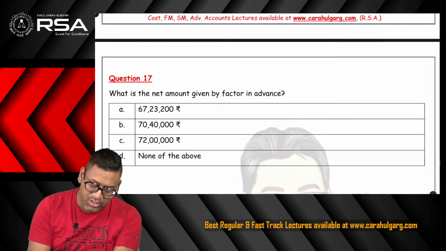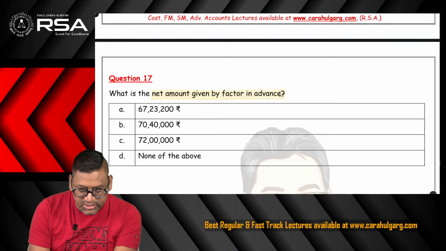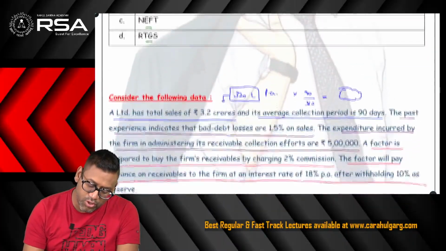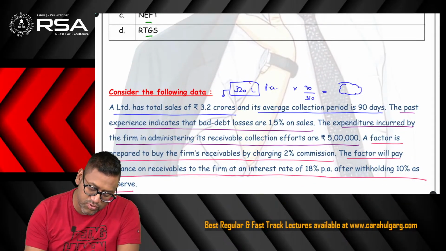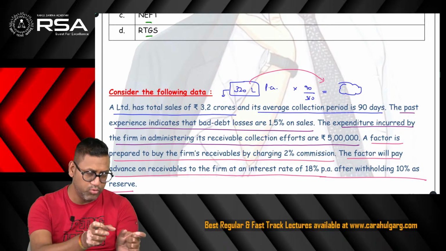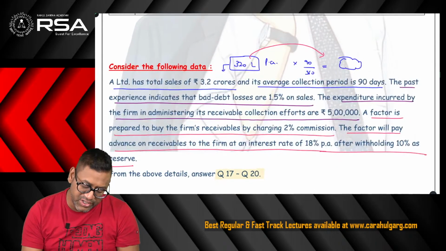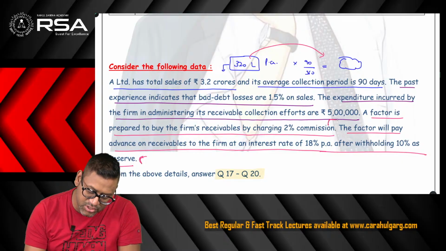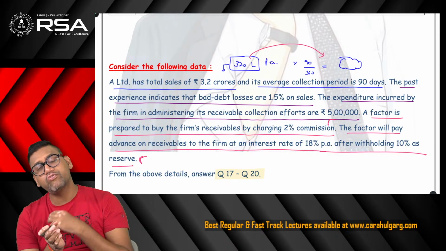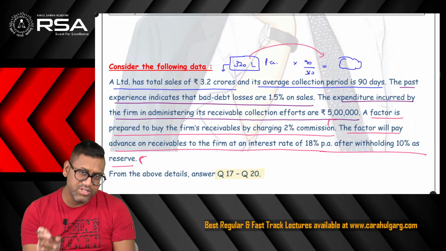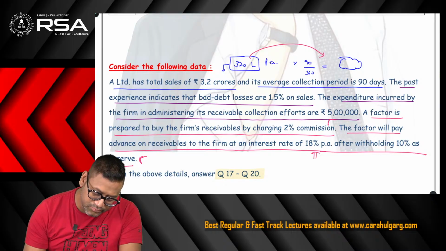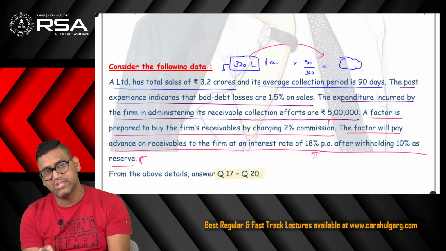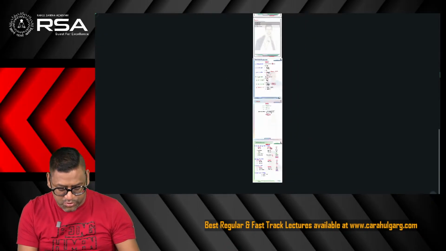What are the questions? It says, what is the net amount given by the factor in advance? First of all, out of the total sales, you will find the amount of debtors, means the sales equivalent to 90 days. From that you will deduct this reserve and this commission. You will get a certain amount, which is the amount the factor is ready to give to you, but from this amount he will deduct the interest, because he is making the payment to you in advance, whereas he will get the payment later on from the debtor. So in this manner it is to be solved.